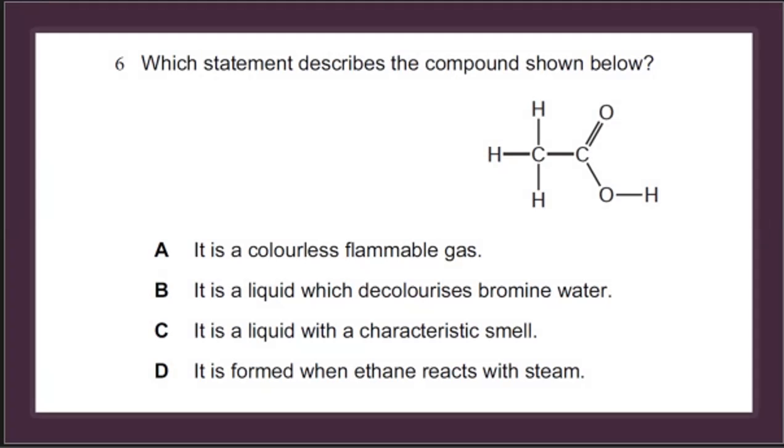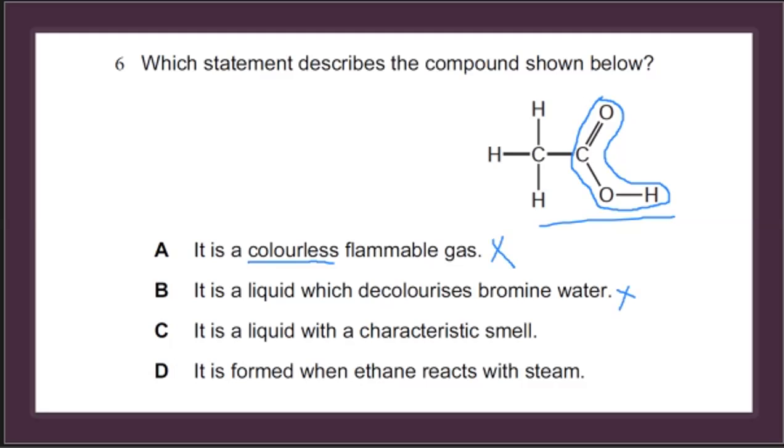All right, question 6. Which statement describes the compound shown below? Again, we look for the functional group. First thing, we have C double bond O, OH. So we know we're dealing with an acid. So is it a colorless flammable gas? It is colorless, but the acid wouldn't flame up like an alcohol. The acid will not be a gas, it will be a liquid. Is it a liquid which decolorizes bromine water? No, it would not decolorize bromine water.